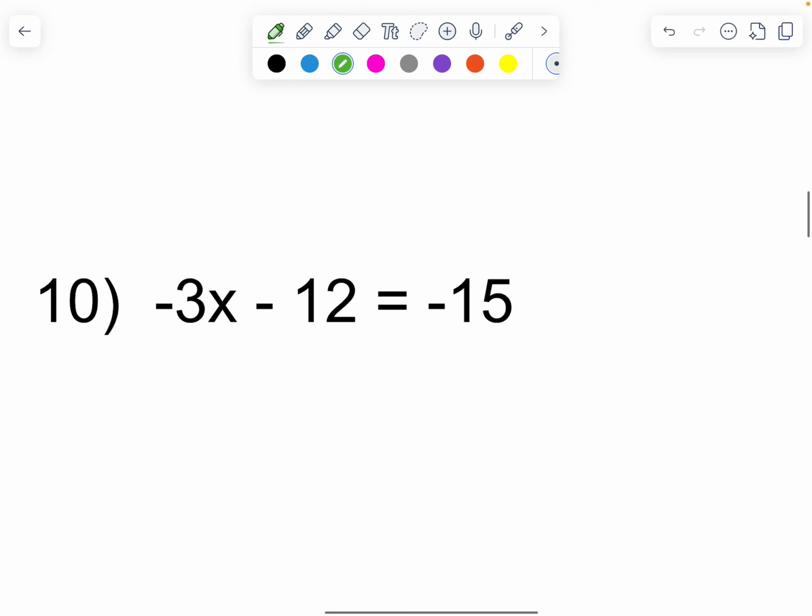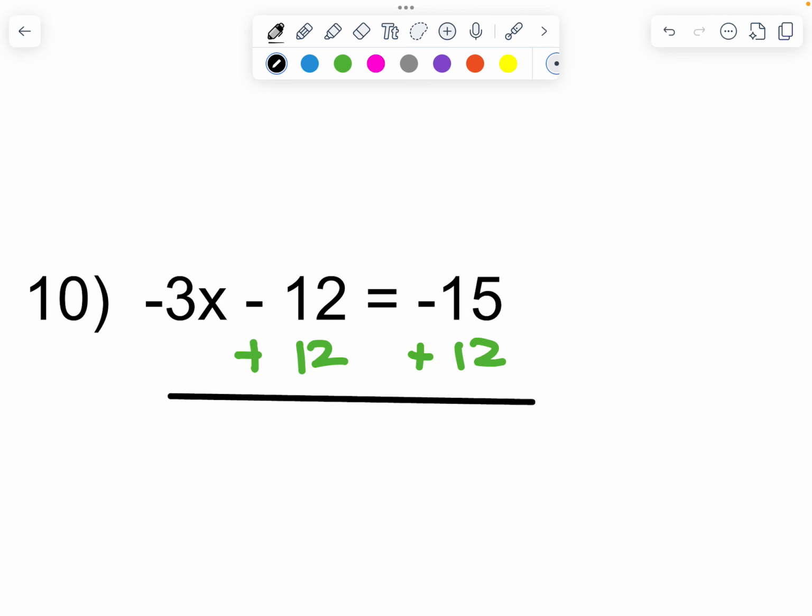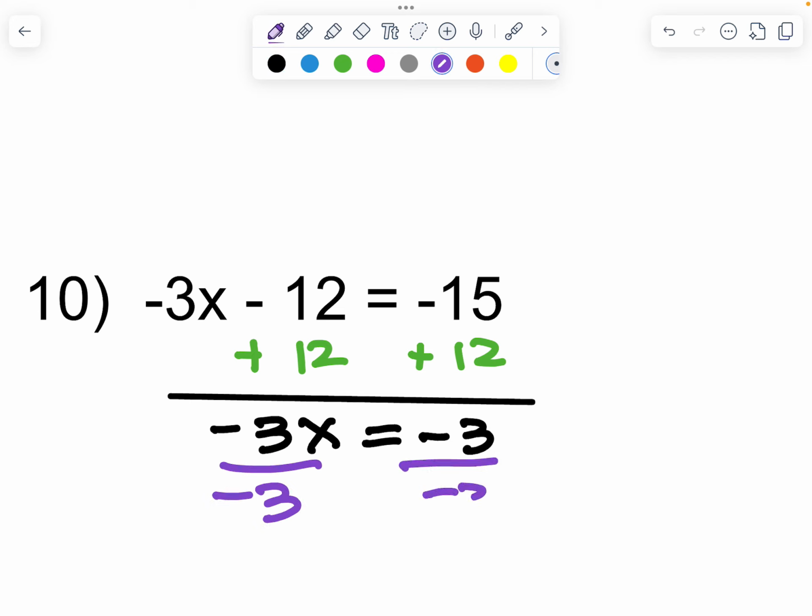Here we go. We're going to add 12 to both sides. I want to get that x all by itself, isolated. Bring down the equal sign. I have a negative 3x equals negative 15 plus 12 is negative 3. Oh my gosh, how nice is that? Divide by negative 3. Divide by negative 3. Look at that. Negative 3 goes into negative 3 one time.